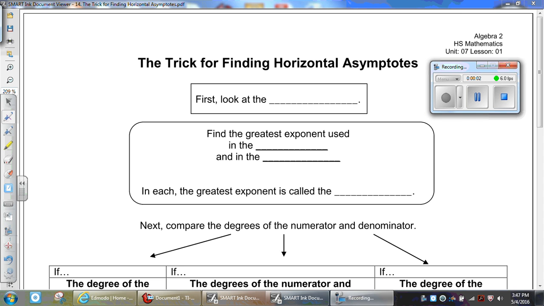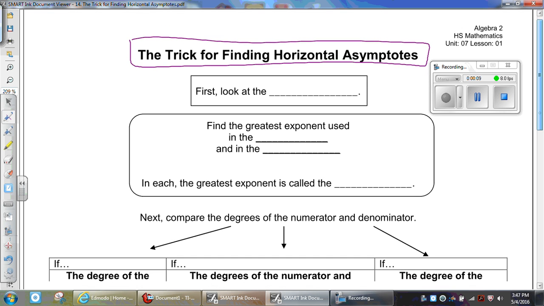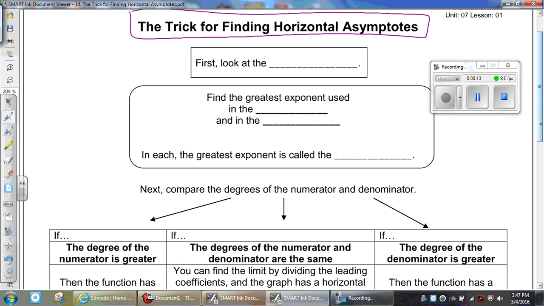The video will cover the handout named The Trick for Finding Horizontal Asymptotes. And this is pretty easy. It's going to be a very short video, I hope. So what we need to do is first we look at the degree of the top and the bottom.